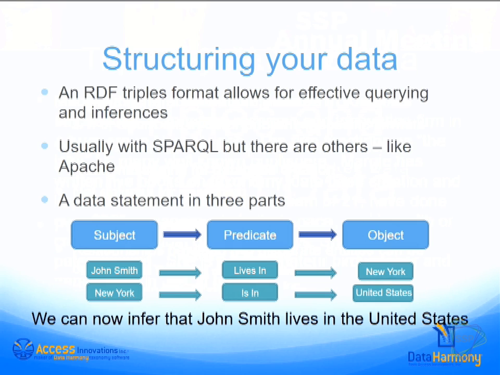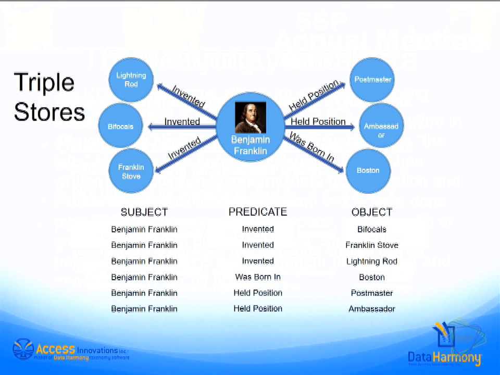They always say subject, object, predicate, but it's actually the predicate that connects the object to the subject. So if we say John Smith lives in New York, and we know that New York is in the United States, then we can infer that John Smith lives in the United States. The problem is that we can get multiple instances, and we can get a lot of recursive loops.